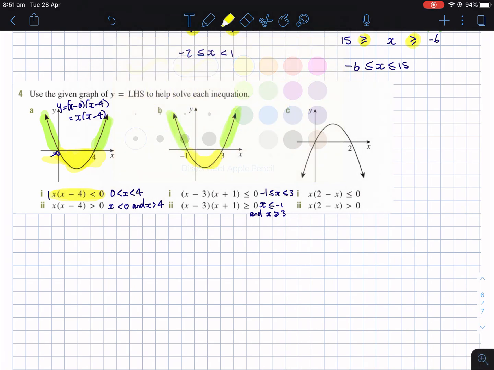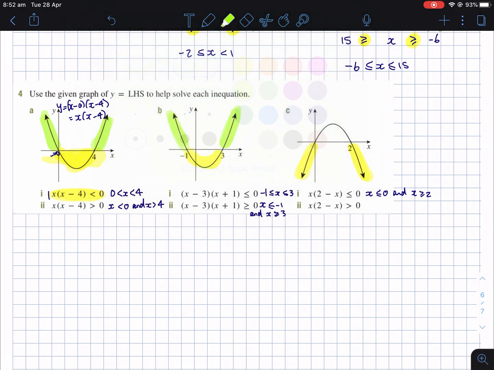Okay, this question, they want to know when it's less than 0. Well, it's less than 0 down here and down here. So this is when x is less than or equal to 0. So like if you put in -3 into that equation, you get a number less than or equal to 0. And x is greater than or equal to 2.